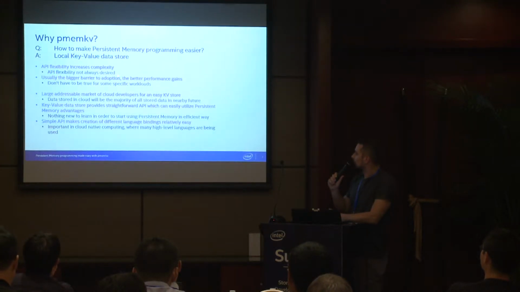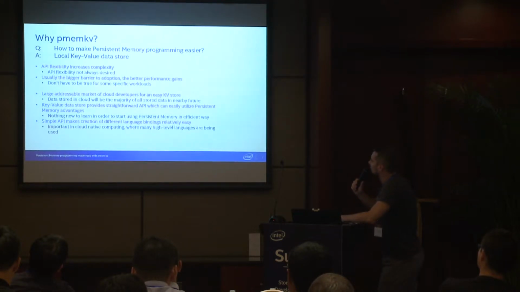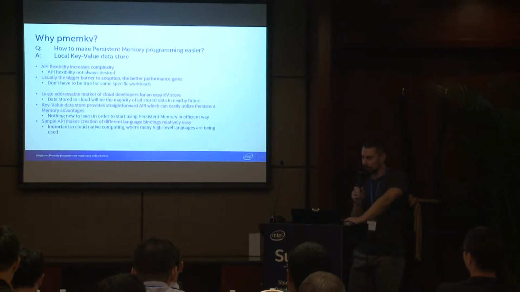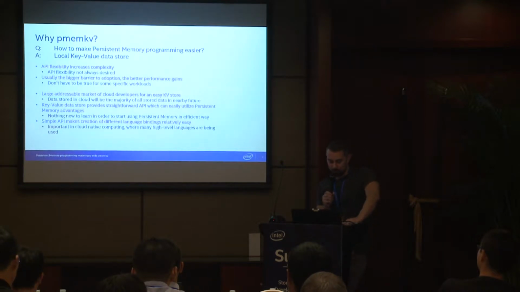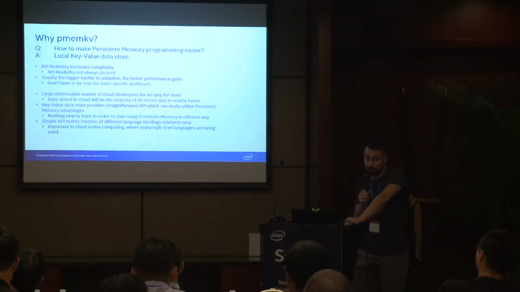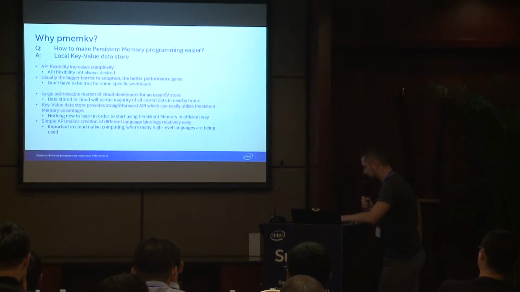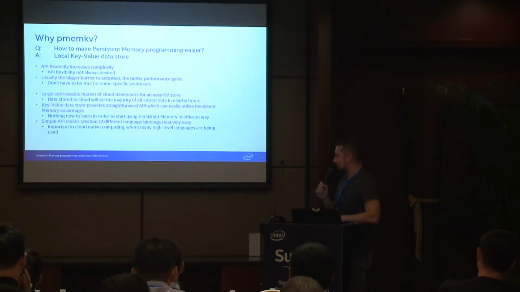This is making this statement not true. And the reason why we want a simple API is that we want to create different language bindings for the library. And in the current cloud-native computing environment, there are many high-level languages being used. So we already agree that we want to create a key-value data store because of the API simplicity and because it matches very many workloads.